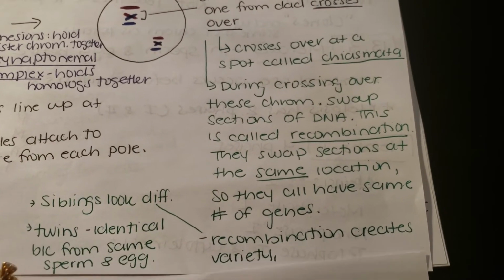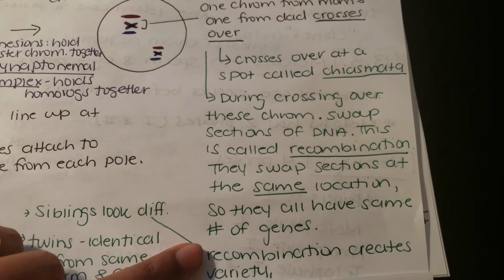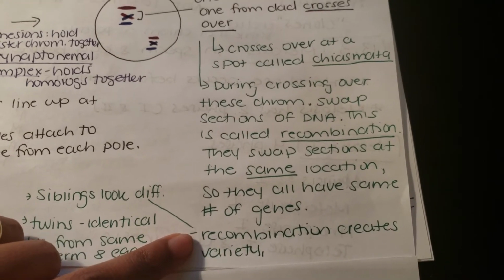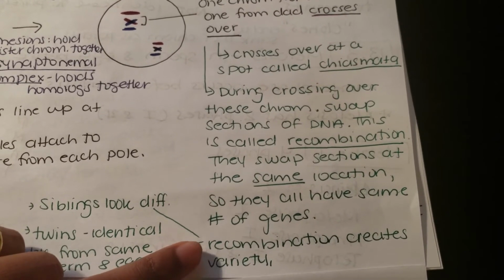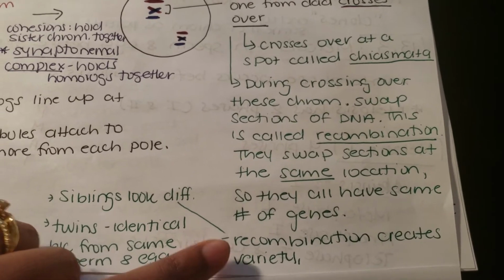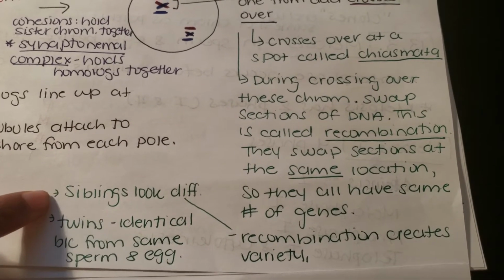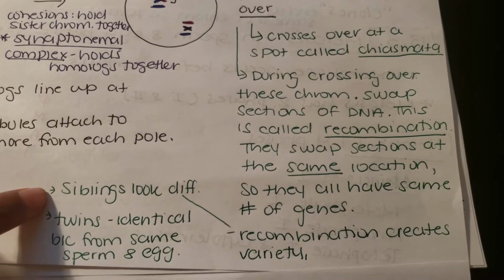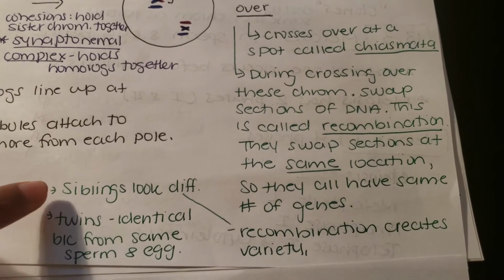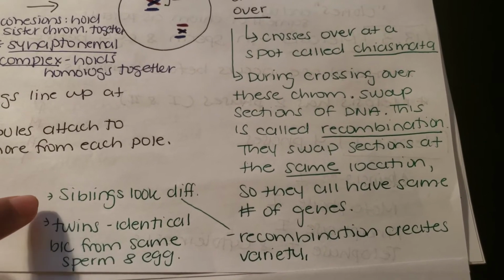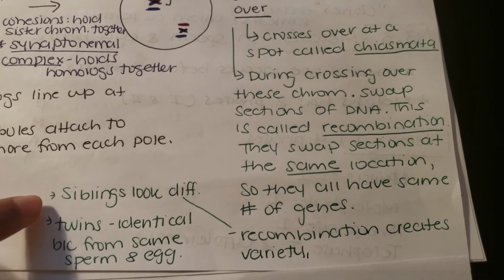All right. Now, this recombination is super important because it's creating variety. Why is it creating variety? This is what is causing siblings to look different, even though they're related. We talked about in mitosis, they all are identical. But in meiosis, that is not the case.